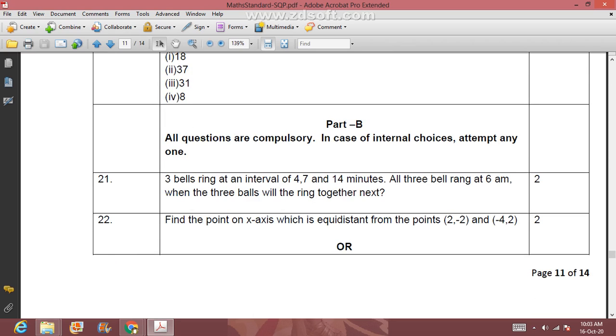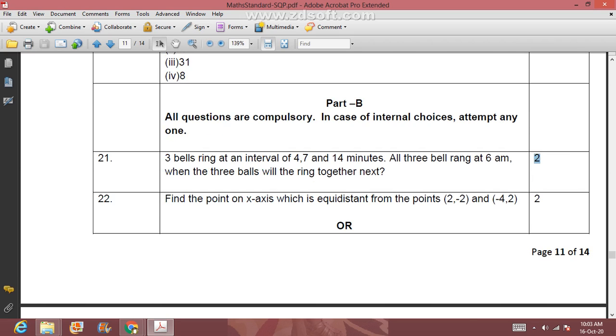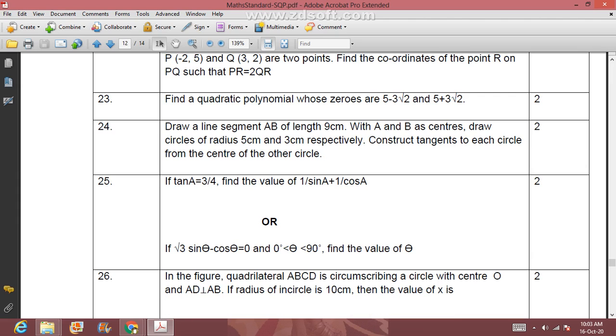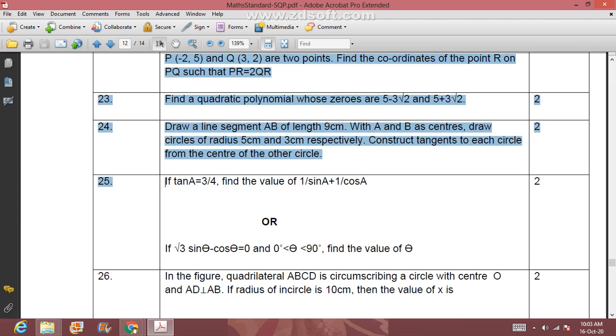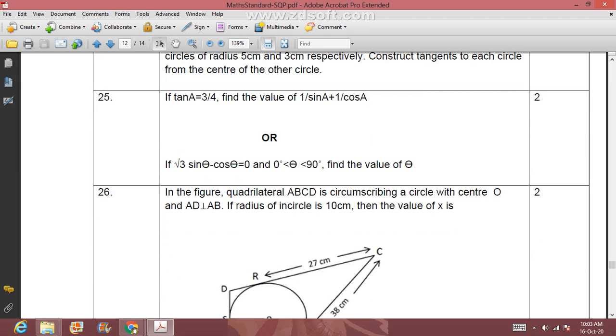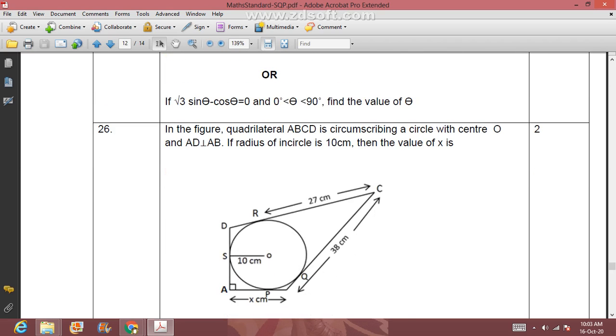So the 6 questions are there for 2 marks. Like the earlier one only, section B. Earlier section B, it is question number 21 to 26. Same thing. Okay, here it is a question on trigonometry. You have to solve the internal choice. You have to solve any one, not both. Don't waste your time solving both. In which you are comfortable, solve that first.